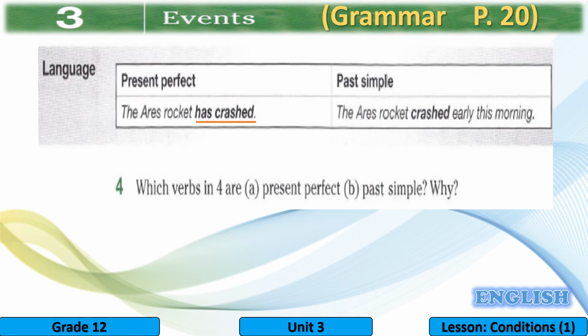While in the second example, the Ares rocket crashed early this morning. Now, which verb is used here? Very good. The verb crashed, which is the past simple form of the verb. Now, the second question, is the time mentioned? Yes, it is mentioned, and it is in the past, early this morning. This is why we use the verb in the past form. Now, we have two more examples. So, which verbs in number 4 are A, present perfect, B, past simple, and we have to say why. Let's read the example.